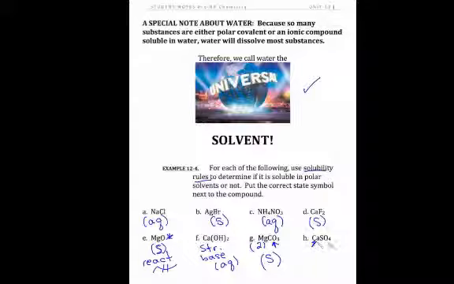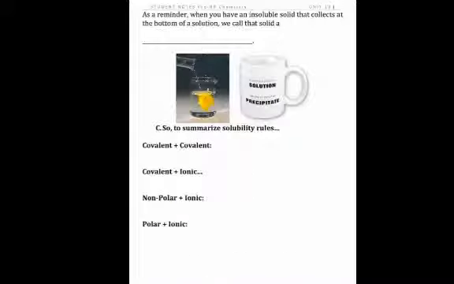Calcium sulfate, there's not a rule for calcium, but there is a rule for sulfate. So you look for the rule for the cation, and if you don't find it, then you look to the rule for the anion. And there is a rule that says that all sulfates are soluble except silver, lead 2, mercury 1, and calcium, strontium, barium. So that would be considered a solid.